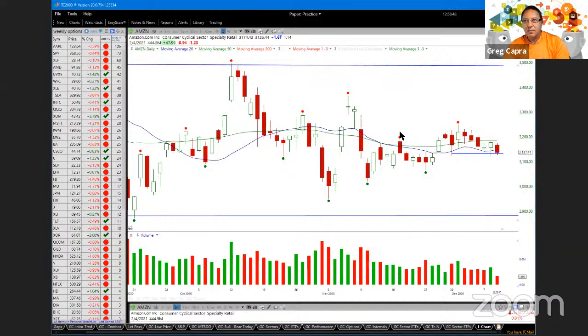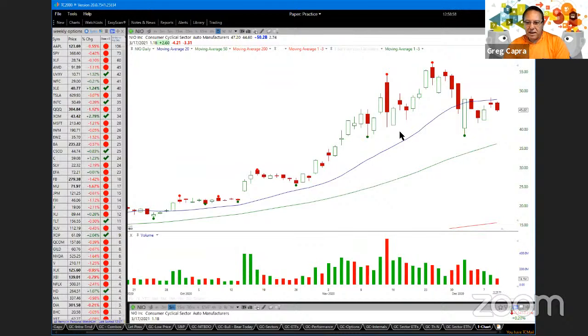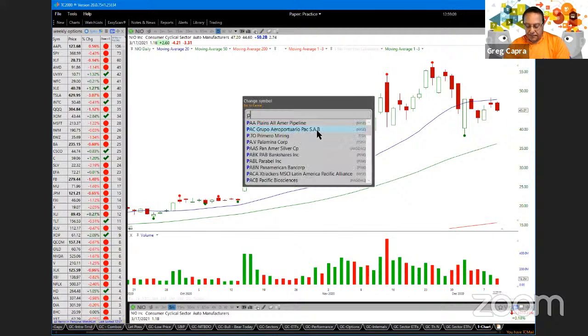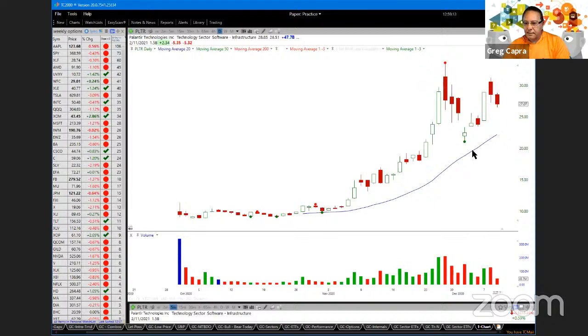Hold on, guys. Too many symbols. Tesla. NIO. It's not ready yet. All right. Had a heck of a run. It's not ready yet. It's consolidating. And this needs to consolidate more. It's not ready yet.